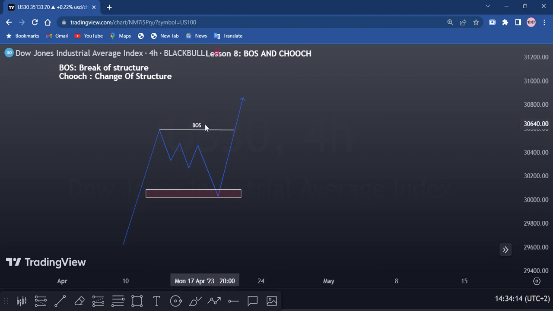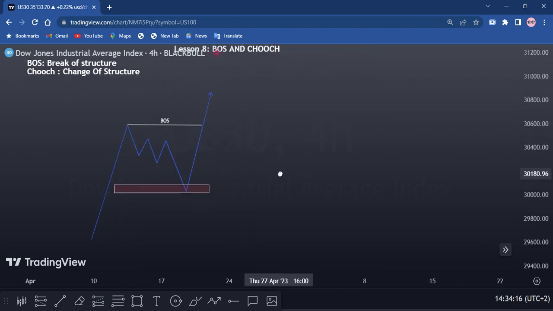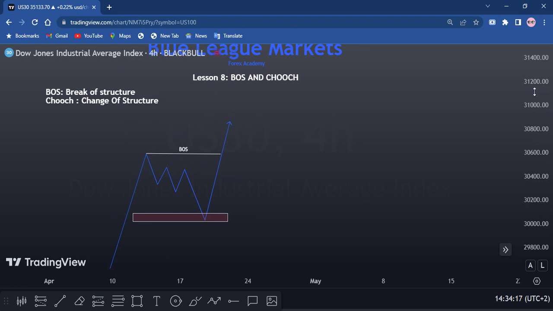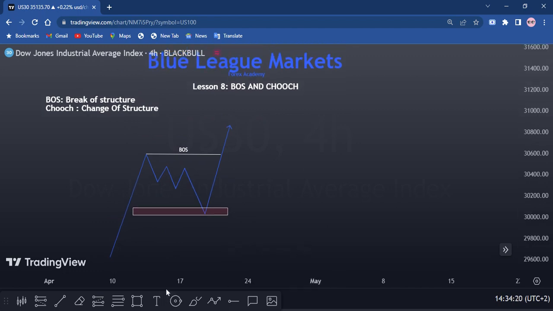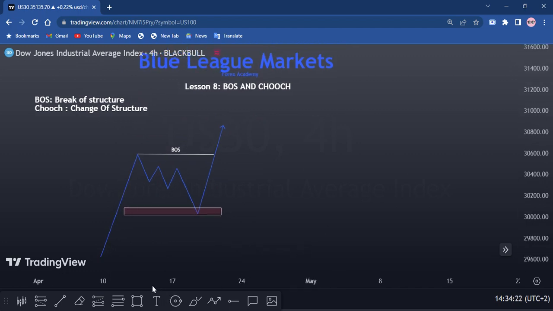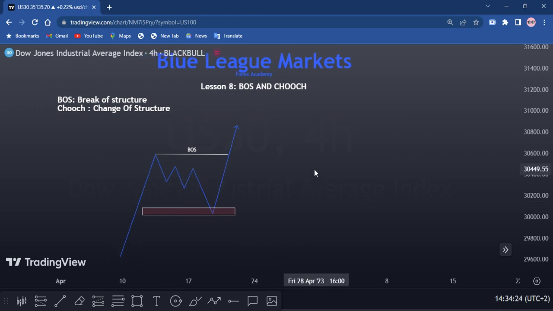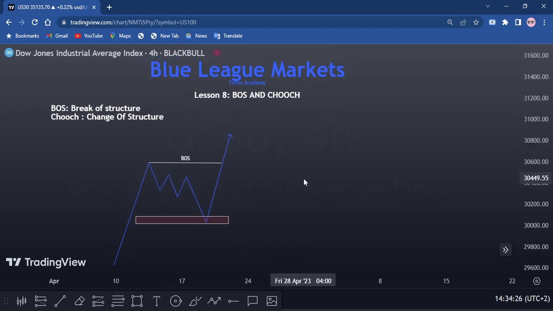So a BOS happens when you're having a continuation, right? Then a CHOCH happens when you're having a discontinuation, when your market is changing from an uptrend to a downtrend. So for this, a downtrend is also true. So I'll name this liquidity.